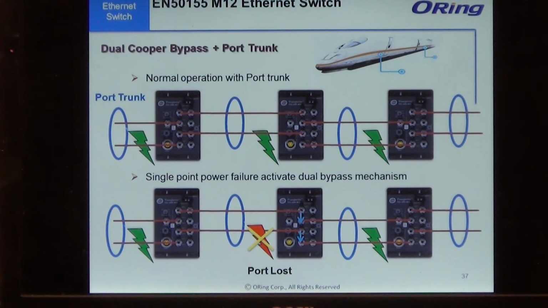Orin's Ethernet switch can also provide a dual bypass function, as you can see from the diagram above. Orin's Ethernet switch now supports port trunk, allowing the customer to bind the bandwidth of 2 Ethernet ports. Once there's a power failure or port loss in the middle, the hardware relay switch can still work on the dual ports, keeping the whole structure and operation running well.